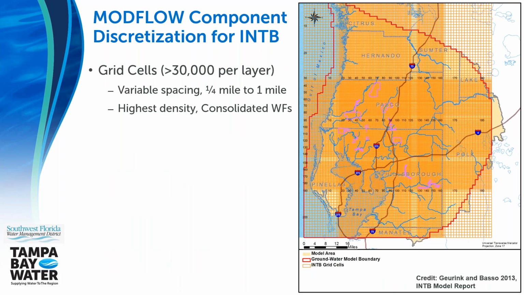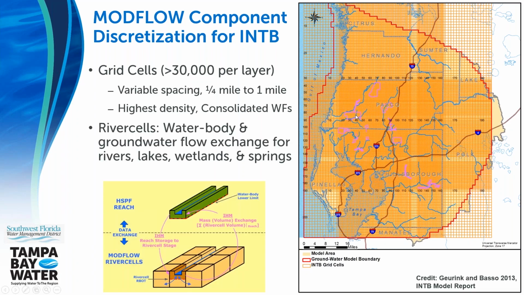MODFLOW component discretization shows this grid system over 30,000 cells per layer. Variable spacing is used from 1/4 mile to 1 mile on a side. Highest density over the consolidated well fields. River cells provide the opportunity for flow exchange between the groundwater system and water bodies. And the reaches of HSPF and the river cells of MODFLOW work together throughout the simulation, transferring integration information back and forth dynamically.